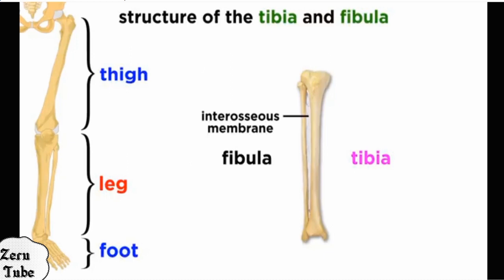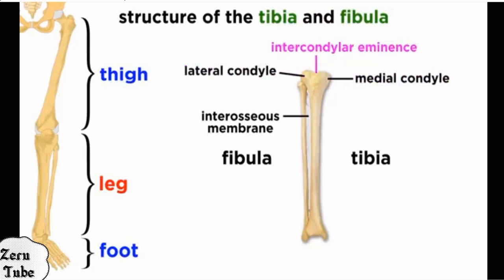The tibia has the medial condyle and the lateral condyle proximally, and the intercondylar eminence is also found at the proximal part, between the lateral condyle and the medial condyle.